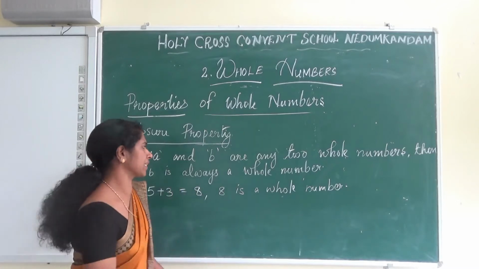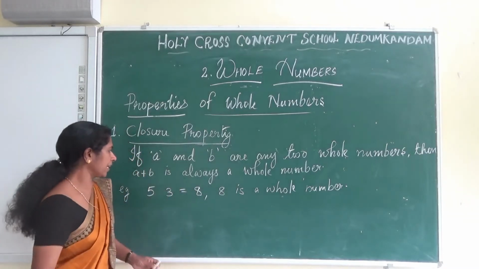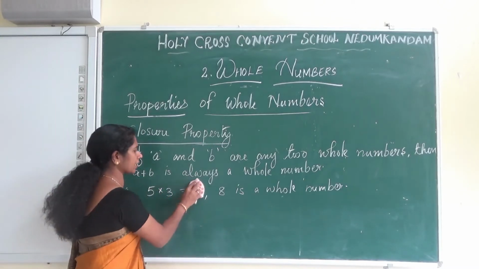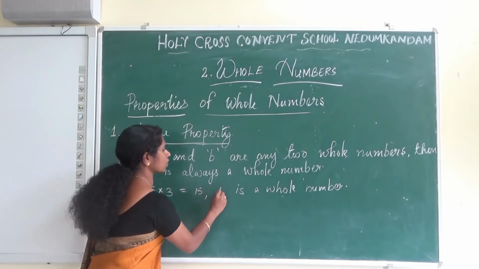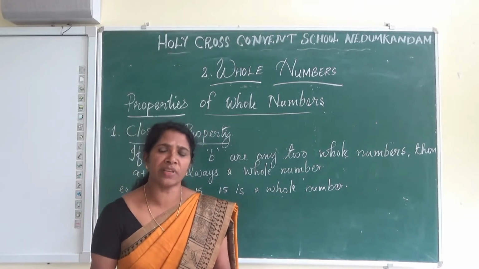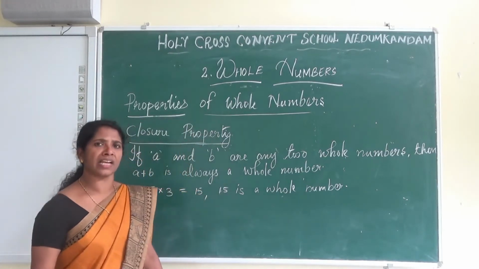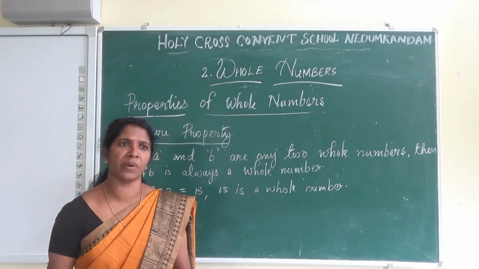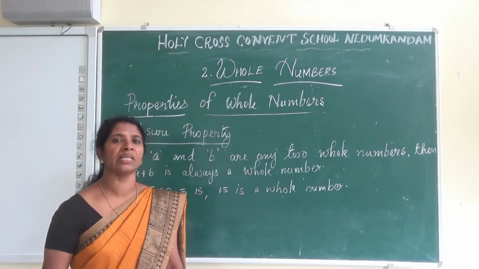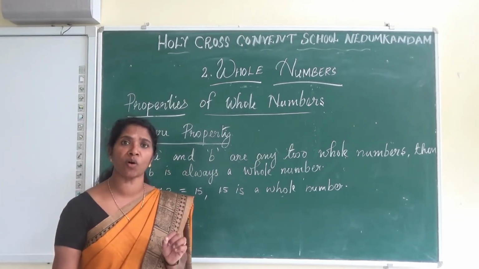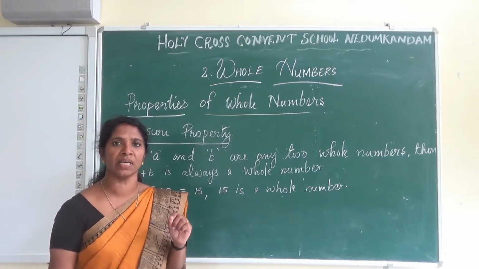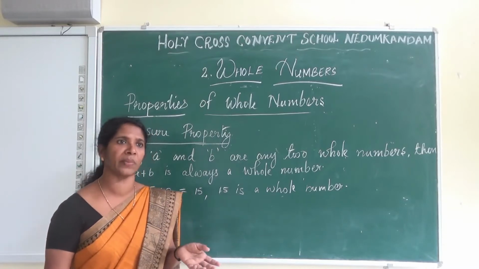In the case of multiplication it is also like that. We take two numbers, 5 and 3. 5 into 3 is equal to 15, and 15 is also a whole number. But in the case of subtraction and division, when we subtract two whole numbers, the answer will not always be a whole number. Sometimes we will get a whole number, but it will not always be. In the case of addition and multiplication, the answer will always be a whole number.